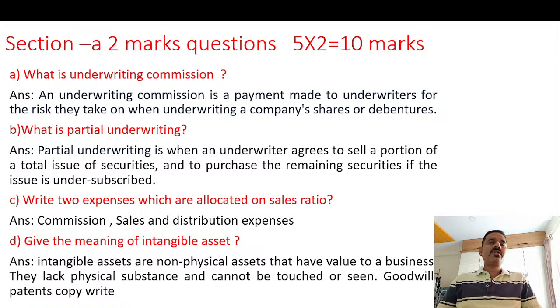Write two expenses which are allocated on sales ratio: commission, sales and distribution expenses we can write, or advertisement you can write, and many expenses are there on the basis of sales ratio. In your Section D also some questions appeared on this, where you are going to distribute some expenses on sales ratio.